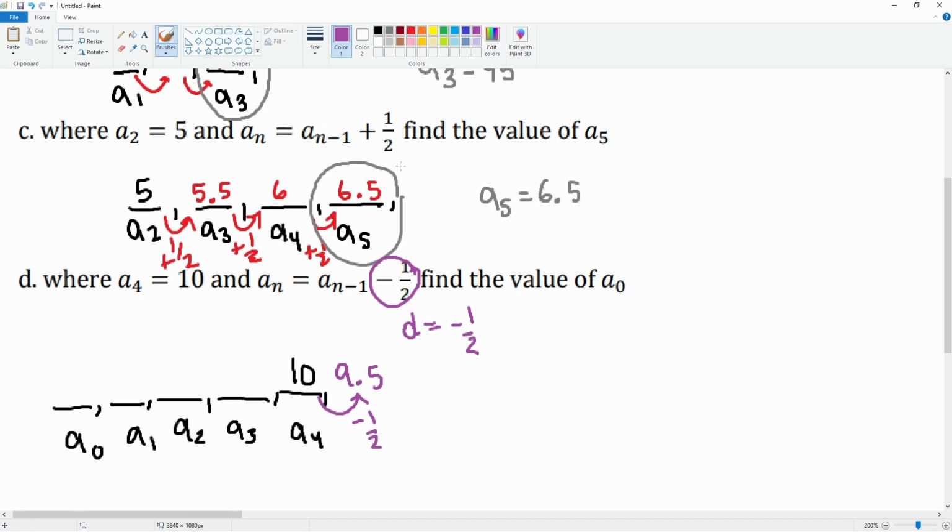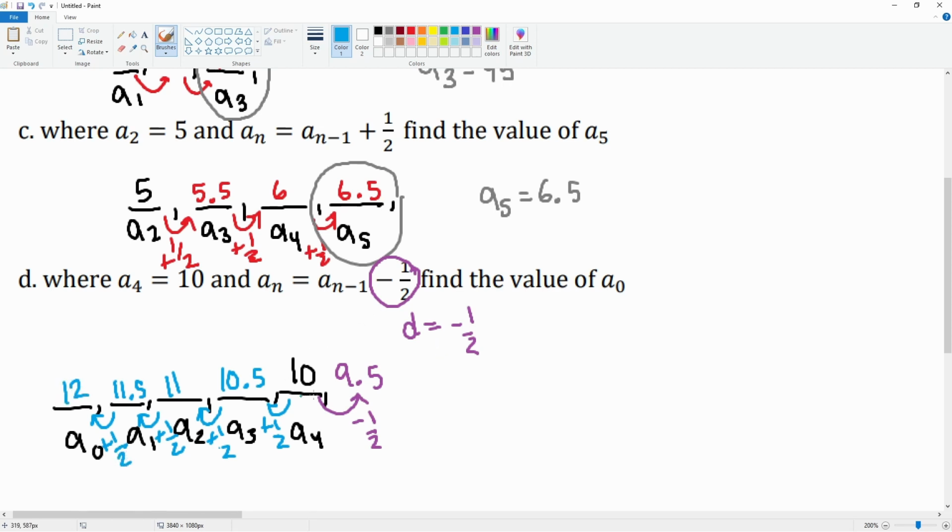Okay. But we want to go backwards here. So we're going to add 1/2. It becomes 10.5. We have to go backwards again. So we're going to add 1/2. This becomes 11. Go back, add 1/2. This becomes 11.5. Go back, add 1/2. This becomes 12.